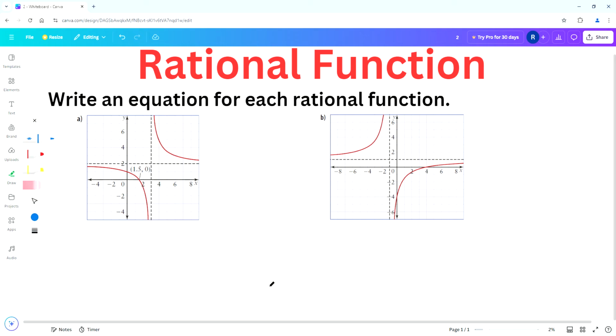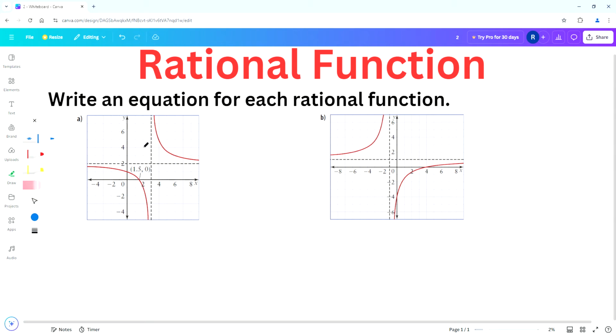In this video, we'll solve this problem using the concepts of rational function. As per the problem, write an equation for each rational function. We have to write an equation for these two given graphs. Let's start with part A.